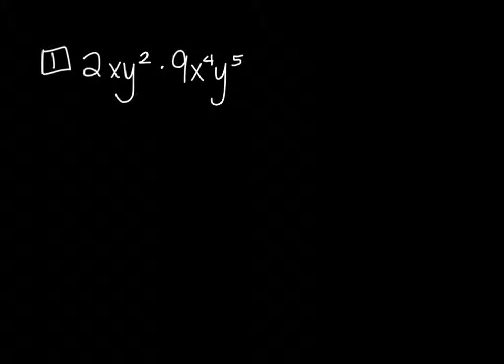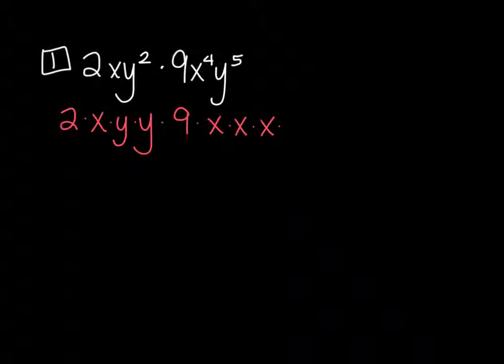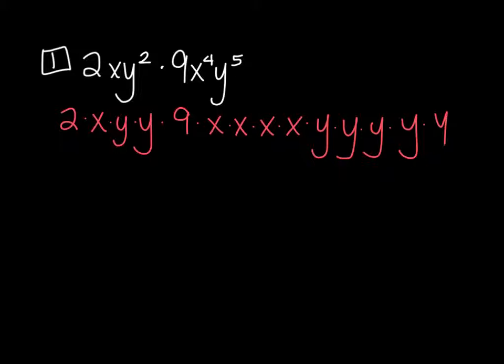Okay, so our first example, 2xy squared times 9x to the fourth y to the fifth. So when in doubt, expand it out. So that's the first thing I'm going to do. 2 times x times y times y times 9 times x times x times x times x, 4 x's and 5 y's. Now this does take a little bit of writing, but it just makes it a little easier to see.